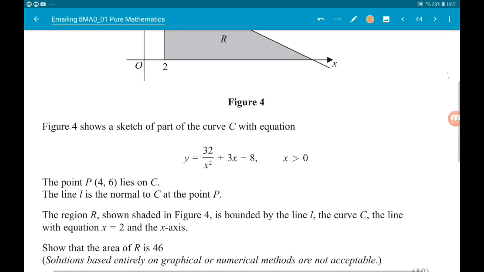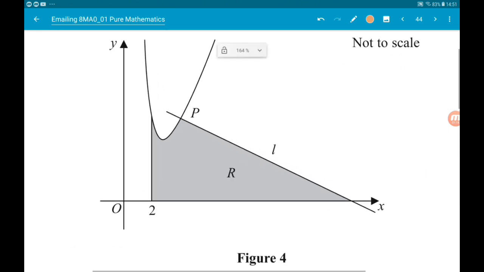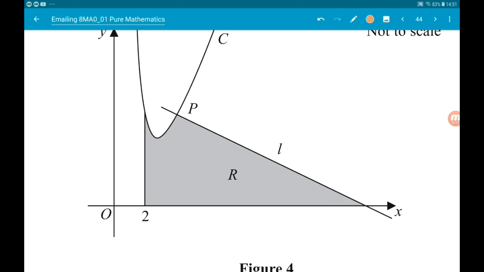The region R shown shaded in figure 4 is bounded by the line L, the curve C, the line x equals 2 and the x-axis. Our job is to show that the area of R is 46. Okay, so big job. So we've got a curve and a straight line.